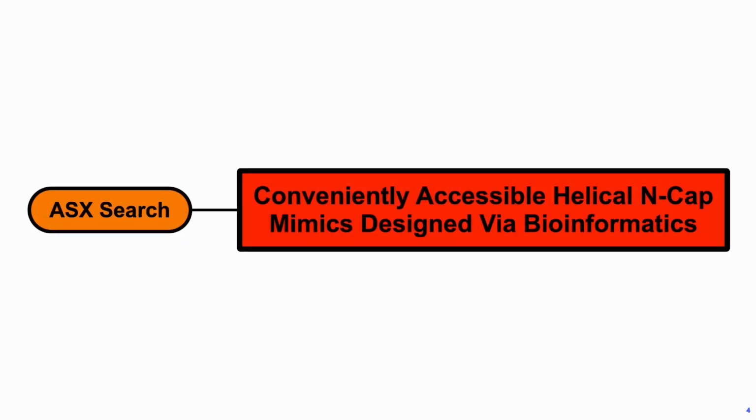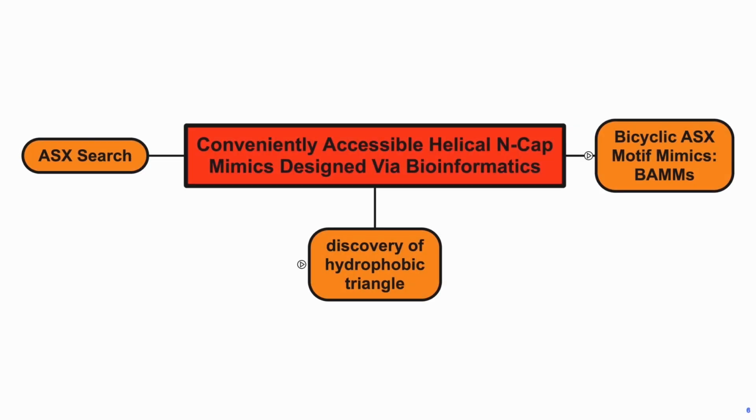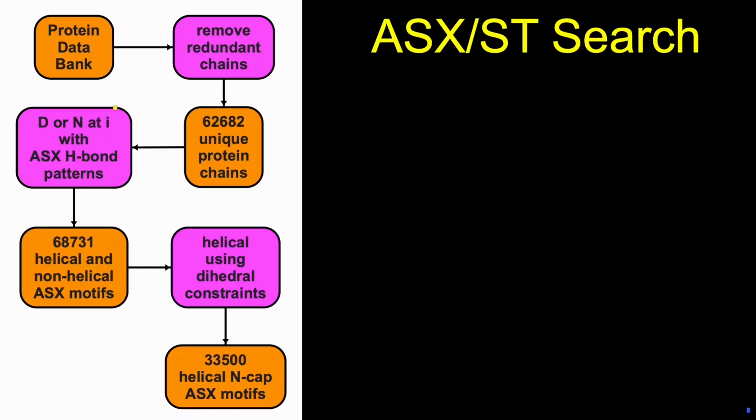So first of all, we designed a routine for searching ASX terms, then discovered a phenomenon that we called hydrophobic triangles, and out of that came a design for Bicyclic ASX Motif Mimics, or BAMs. Our database searching routine is called ASX ST Search. It derives from the protein databank.